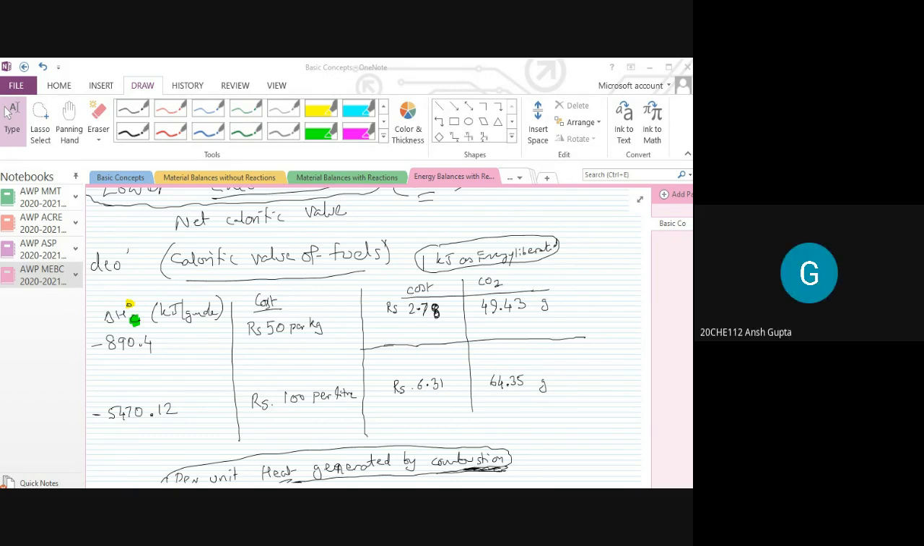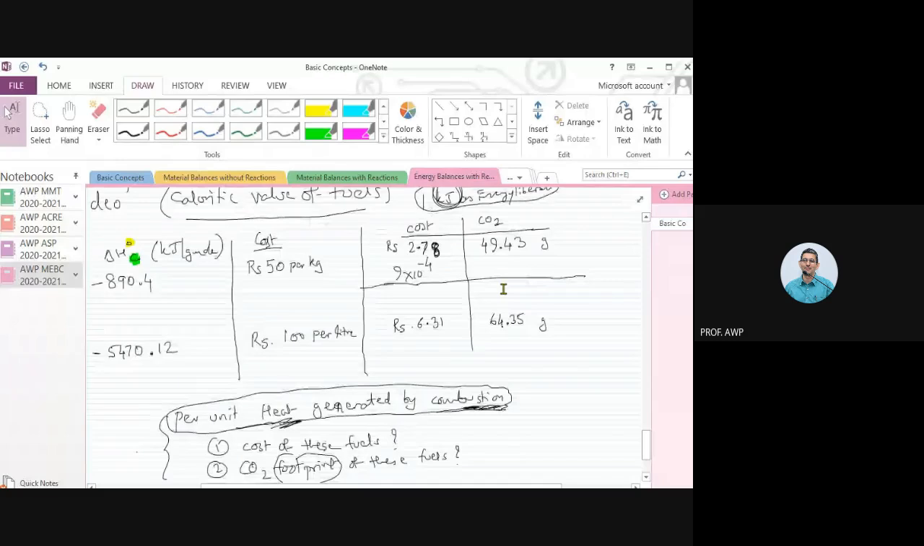Sir, I'm getting the cost quite low. Like for the CNG, I'm getting 0.00089 rupees. So 9 into 10 to the power minus 4 rupees, around. That's fine because our unit is so small. 1 kilojoule is a very small amount of energy.